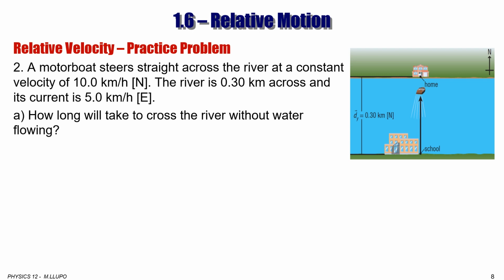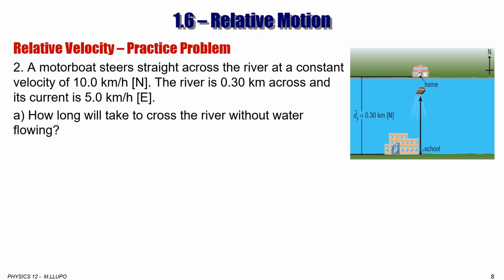Here is another problem. A motorboat steers straight across the river at a constant velocity of 10 kilometers per hour north. The river is 0.30 kilometers across, and its current is 5 kilometers per hour east. So we have two dimensions. We have north, one velocity, and east, another one. How long will it take to cross the river without water flowing? So that means, for a moment, let's ignore the current of 5 kilometers per hour east. Let's say that the water is not moving.